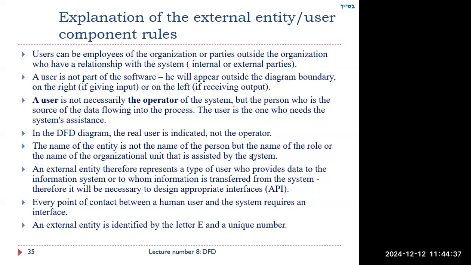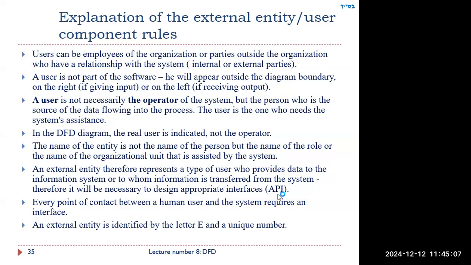Rule 5: the name of the entity is not the name of the person, but the role or the name of the organizational unit that is assisted by the system. In other words, you don't call it Martha, you call it librarian, or you might call it managing librarian. An external entity therefore represents a type of user who provides data to the information system, or for whom the information is transferred from the system. Therefore, it will be necessary to designate an appropriate interface, an API.